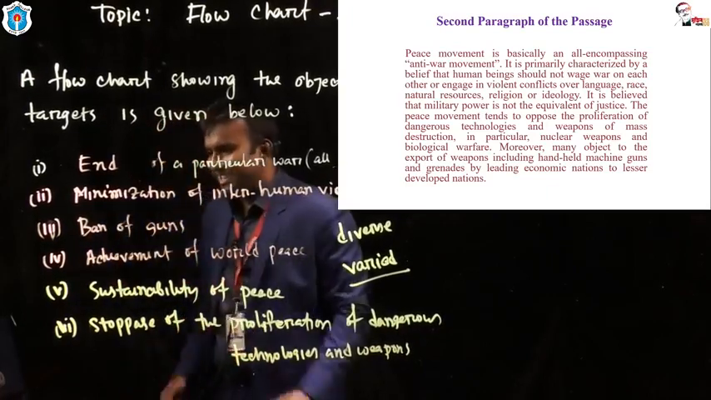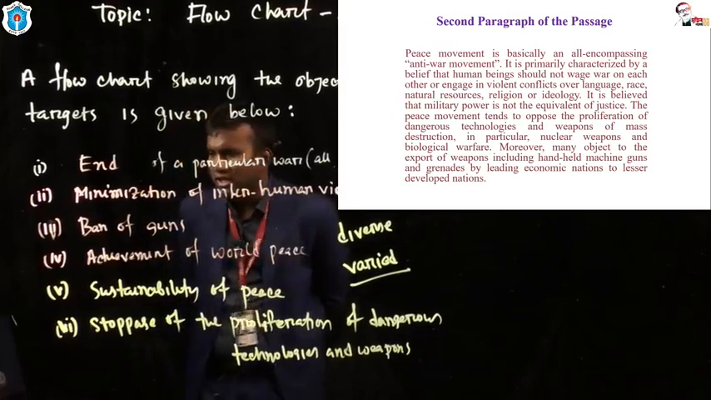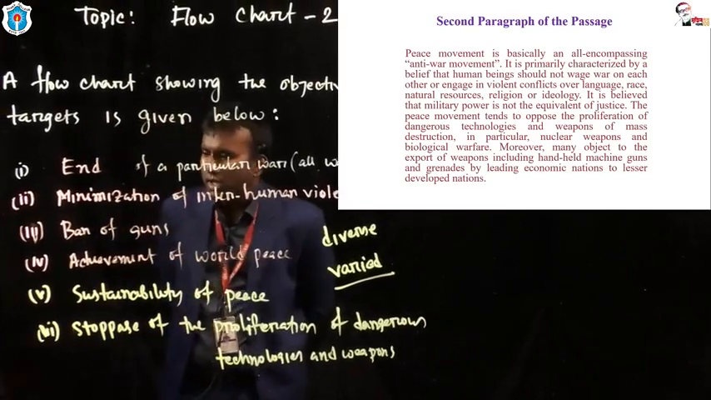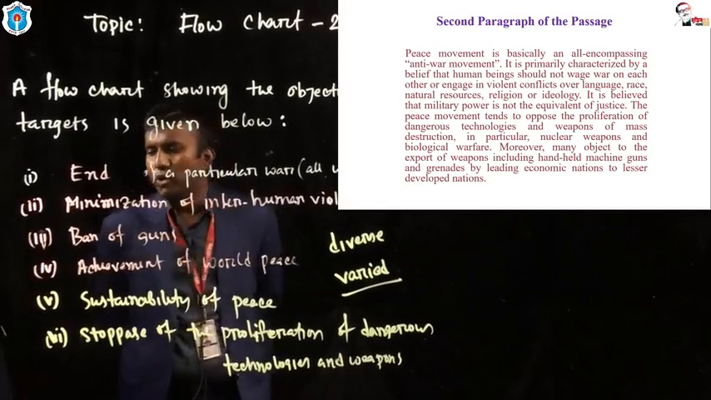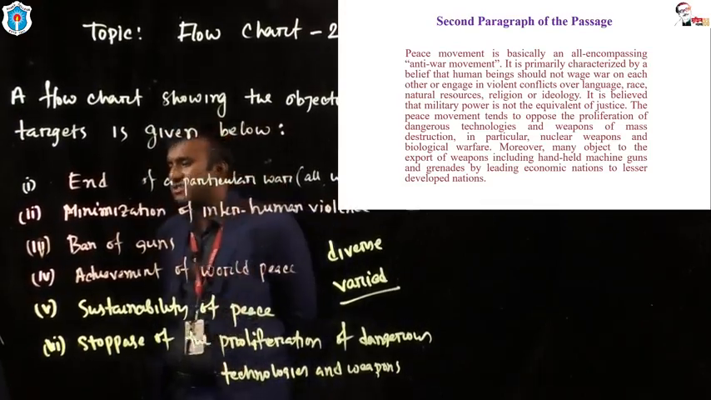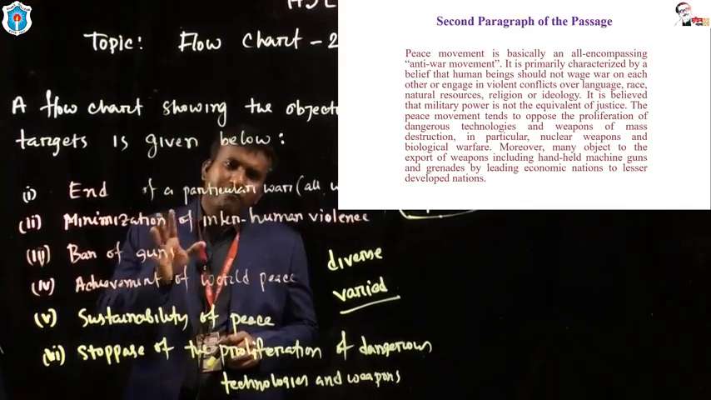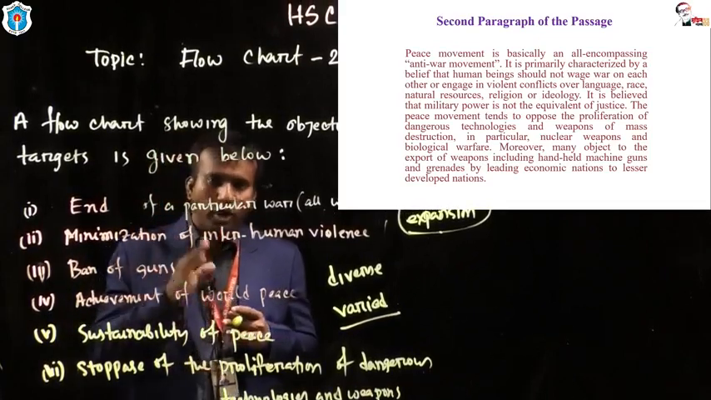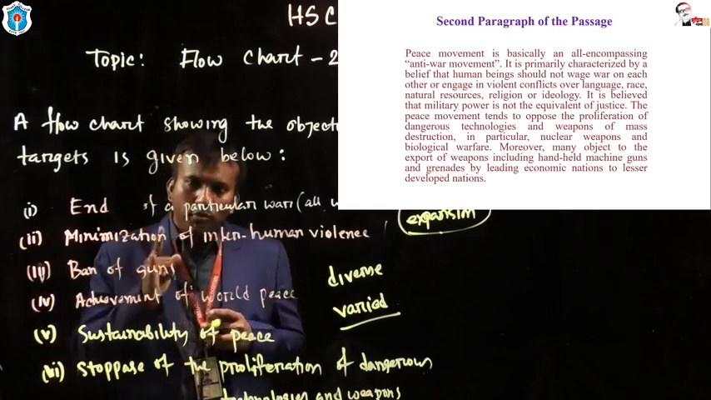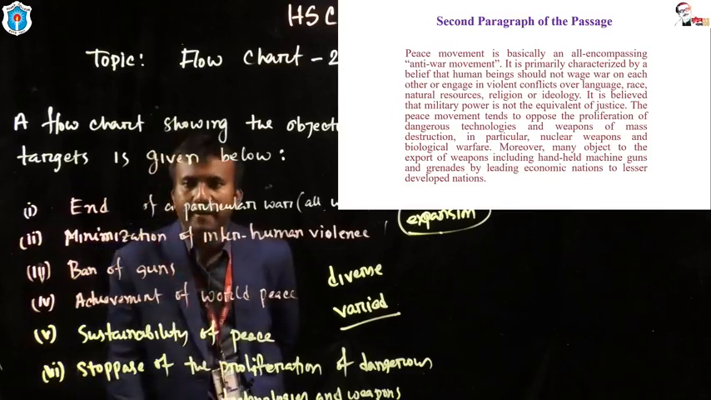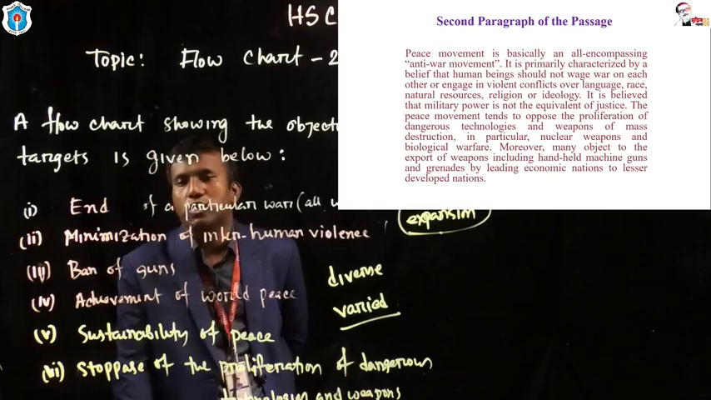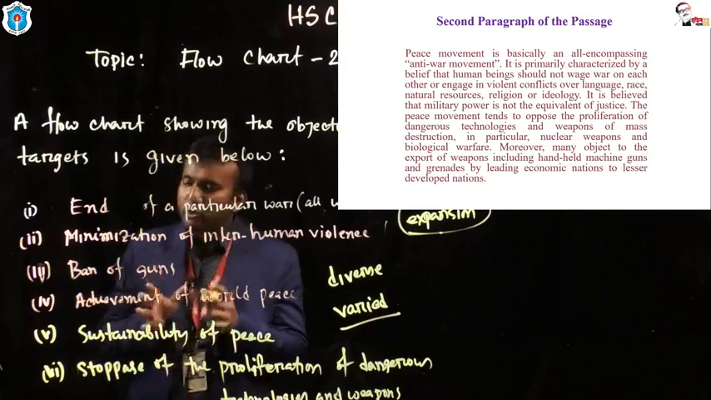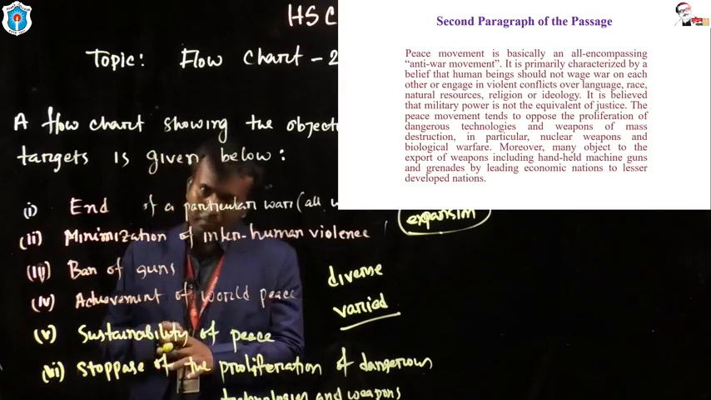There is another target. Moreover, many object to the export of weapons, including handheld machine guns and grenades, by leading economic nations to less developed nations. We can say objection to the export of weapons, including handheld machine guns and grenades, by leading European nations to less developed nations. If the industrially developed countries don't export handheld machine guns or grenades to less economically developed countries, I think peace will be ensured. So I can say objection to export of weapons. There is another objective of the peace movement. So up to this part we have got 7 targets of the peace movement.